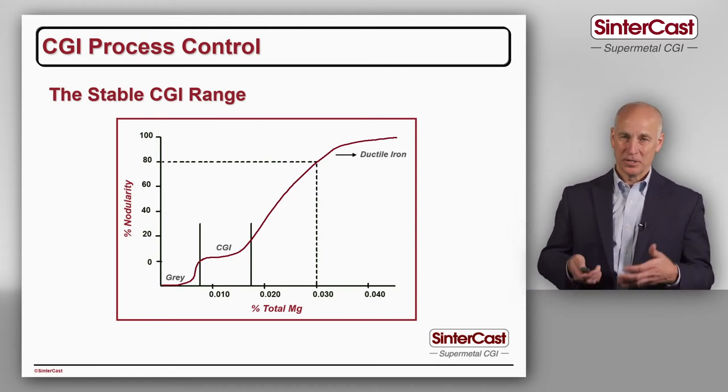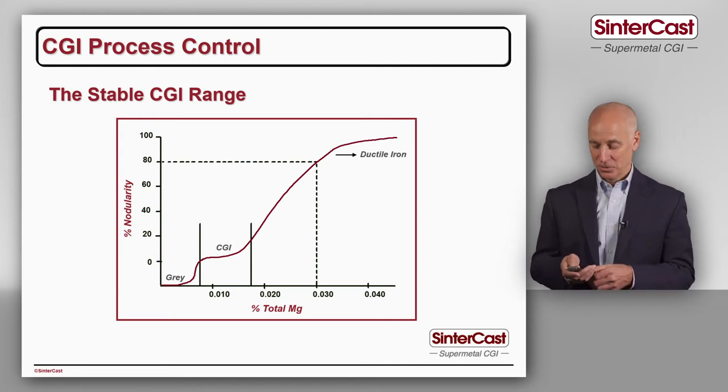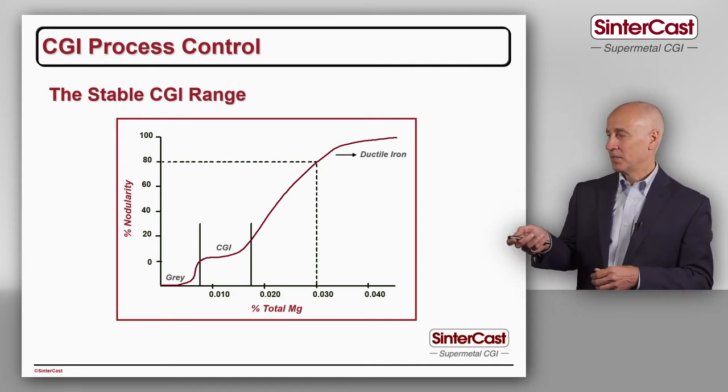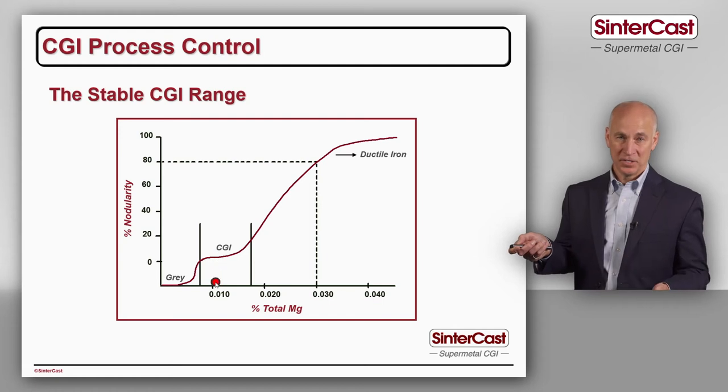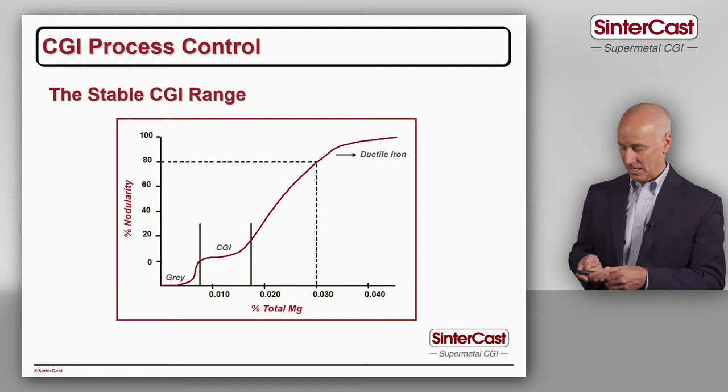And those graphites are going to be smaller and more like nodules. What it means is, on a day when the oxygen is high, this plateau shifts up toward higher nodularity. And on a day when the oxygen is low, it shifts down. And we can also see an example of this.